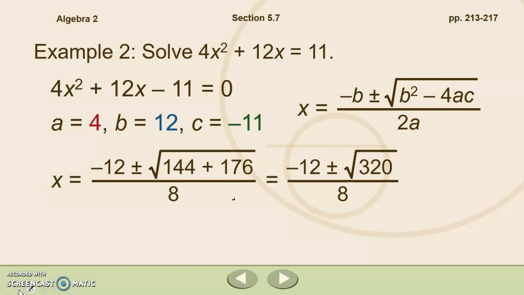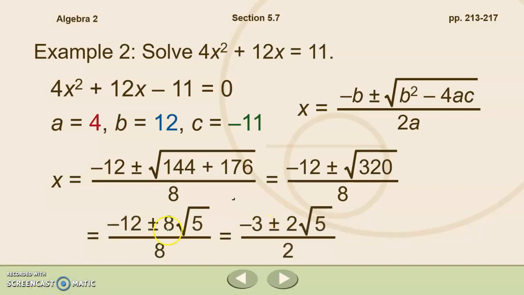Now 320 is not a perfect square, but we can simplify it using prime factorization to simplify our radicals like we've already learned how to do, and that simplifies to 8 square root of 5. We can then take each of these here and divide each of these terms by 8. So negative 12 over 8 and 8 over 8 simplifies down to negative 3 over 2 and 2 over 2. We get negative 3 over 2 plus or minus the square root of 5. That is the exact solution. We leave that radical there. However, that's not very practical.